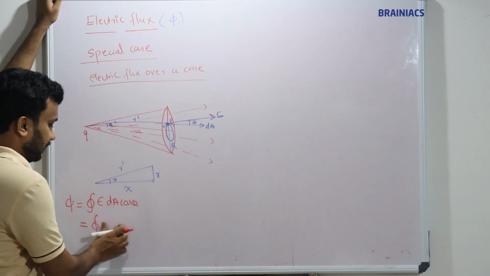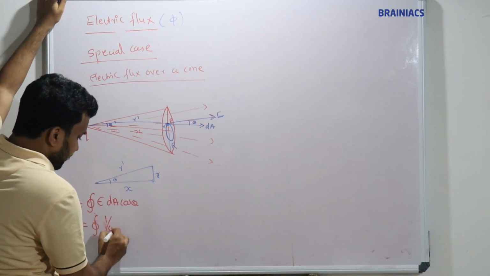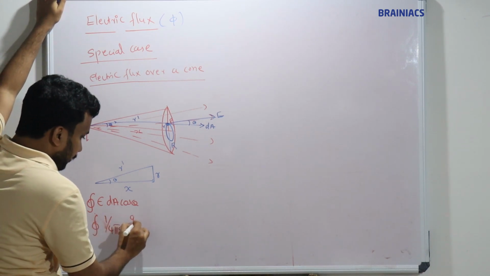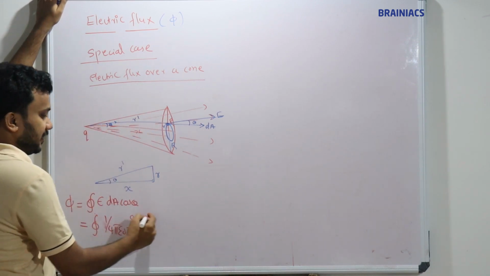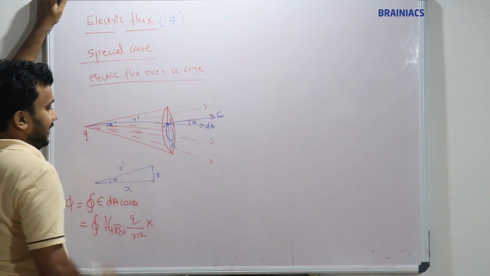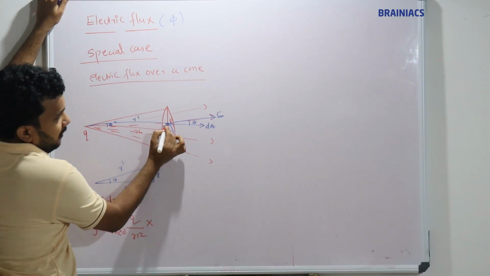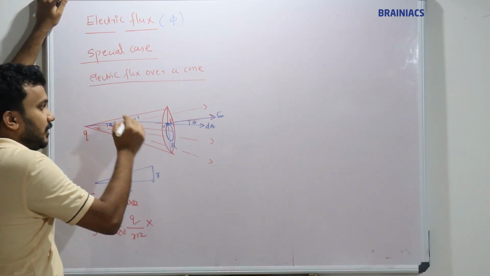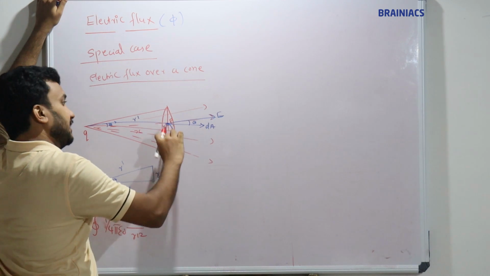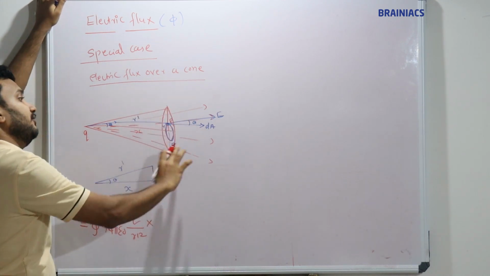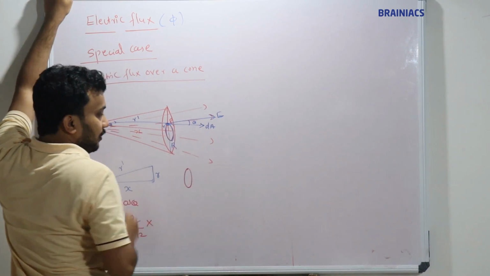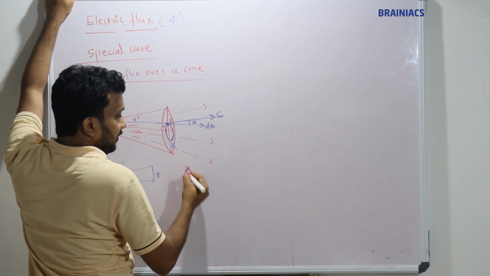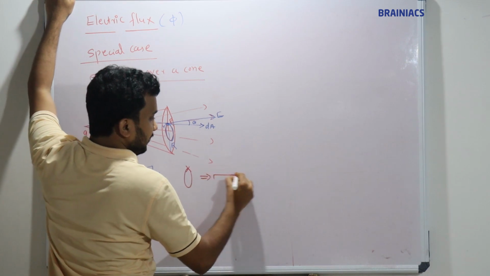What is the value of electric field intensity? 1 by 4 pi epsilon 0 q divided by r dash square, the distance from here to here, into dA. dA means this small piece of ring, which we are expanding, and we are getting a red color full ring. So for this blue color ring alone, I'll cut it here and place it like this.